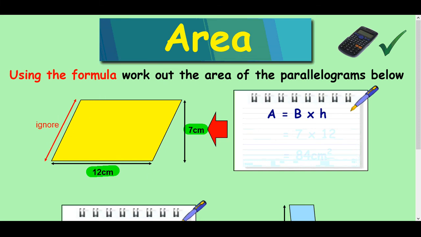So write your formula down, which is base times height, and do 7 times 12. And if you're doing 7 times 12, you should, I've got a calculator up here with a tick, but 7 times 12, you just do 7 times 10 is 70, double 7 is 14, you get 84 centimetres squared, and that's pretty much it.